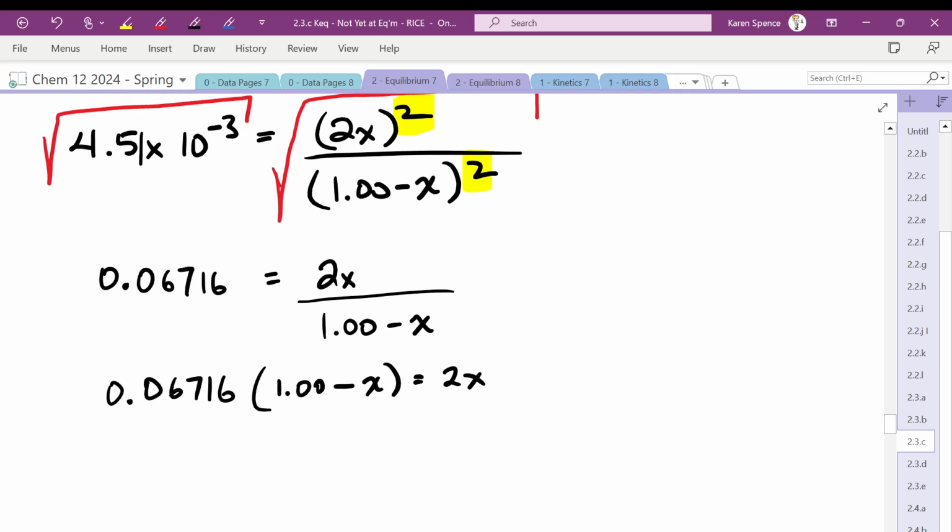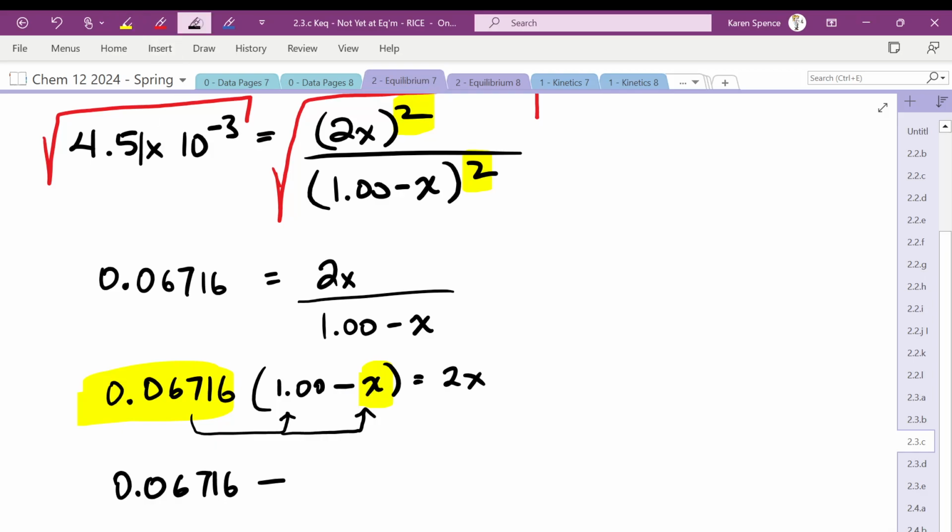Now, do you guys know how to multiply this out here? Yes, we get 0.06716 minus what? What do I get when I multiply 0.06716 times x? 0.06716x, right? It's not rocket science. 0.06716 minus 0.06716x is equal to 2x.